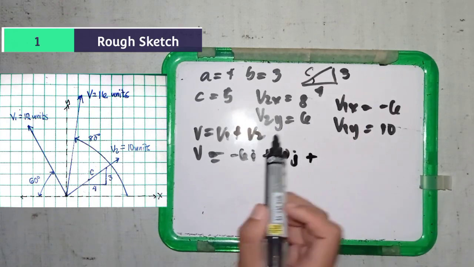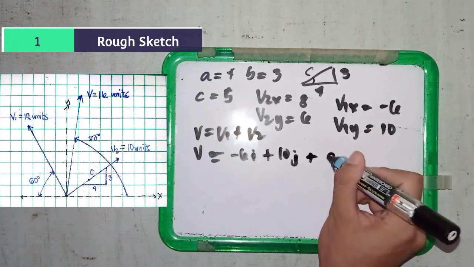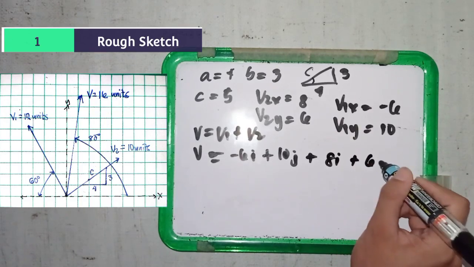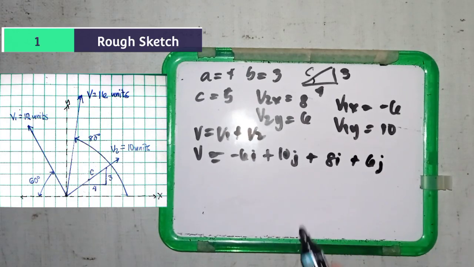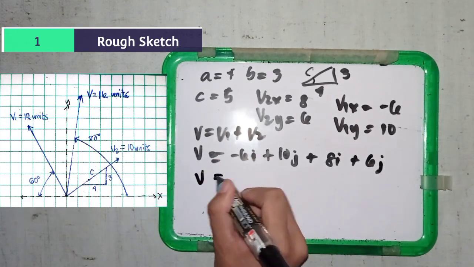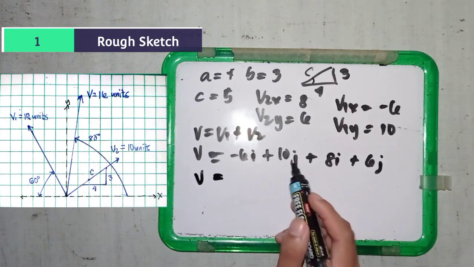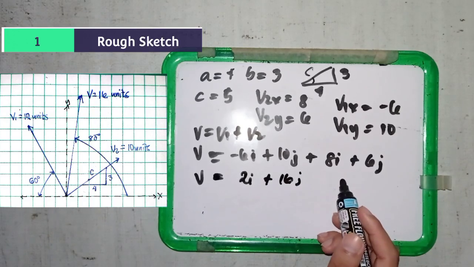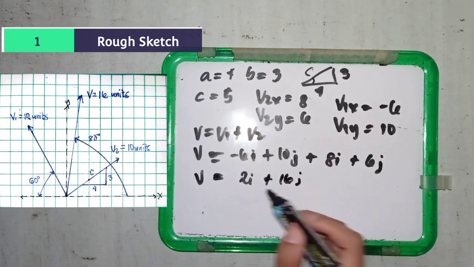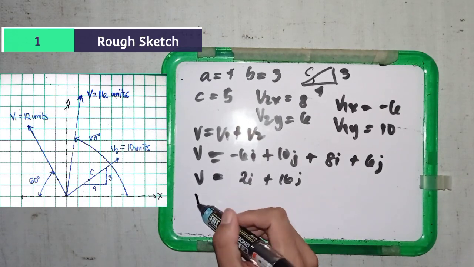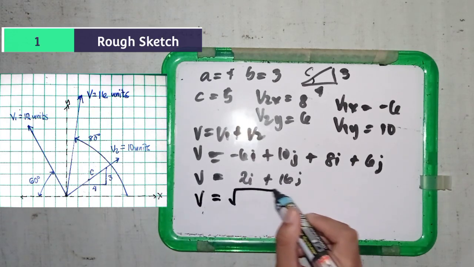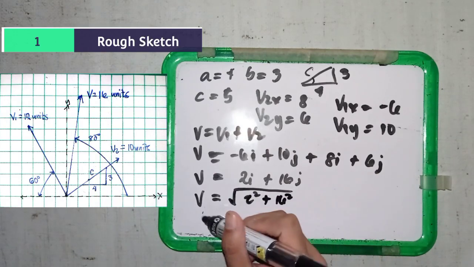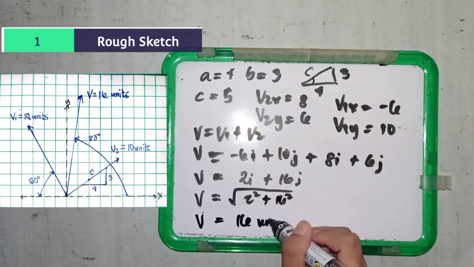plus the x and y components of vector 2, which is 8i plus 6j, and combining the same terms, what we got here is 2i plus 16j. If we are going to find the magnitude of v, the magnitude of v is the square root of 2 squared plus 16 squared, and we got 16 units.